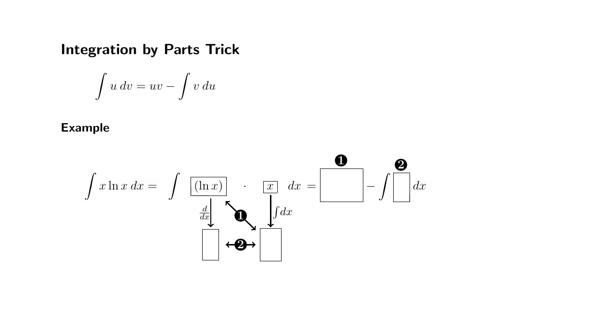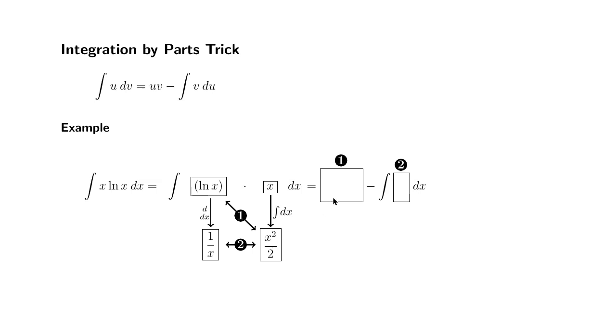If you take the derivative of natural log of x, you get 1 over x. So you put it right down here, 1 over x. And you take the antiderivative of the second guy, you're going to end up with x squared over 2. So decide on the first guy and decide on the second guy. Take the derivative of the first guy and take the antiderivative of the second guy.